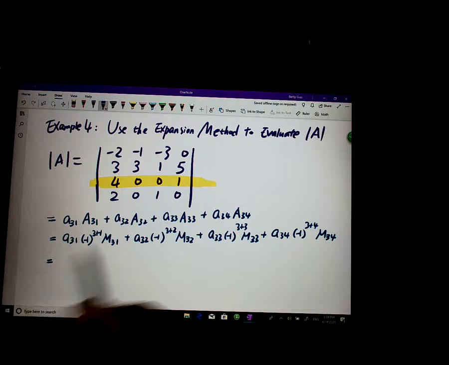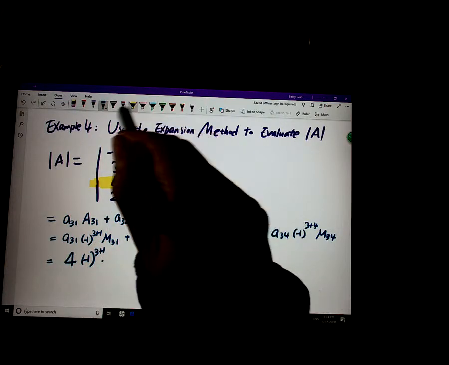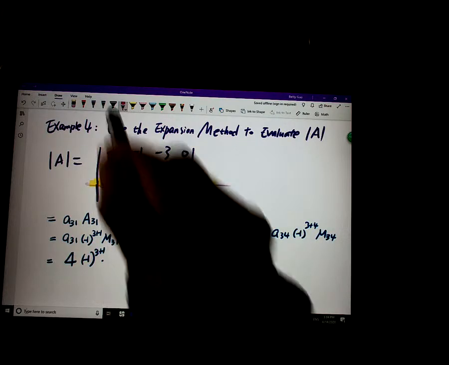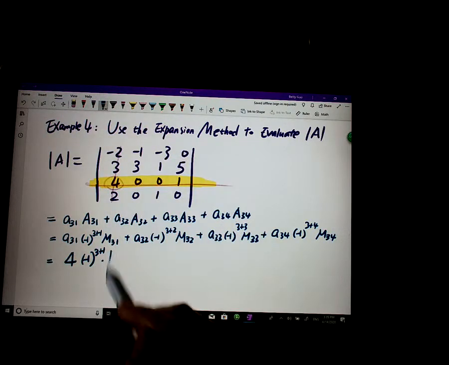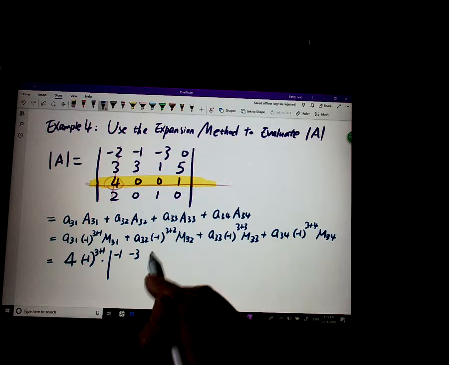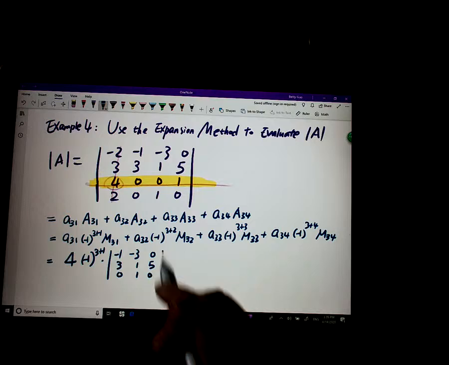Okay. So the first entry, a sub 3,1, that's 4, and -1 to the power of 3 plus 1. What's the minor of 4? We cross out row 3, column 1. The rest of the entries give us a 3 by 3 determinant. That is -1, -3, 0, 3, 1, 5, 0, 1, 0.